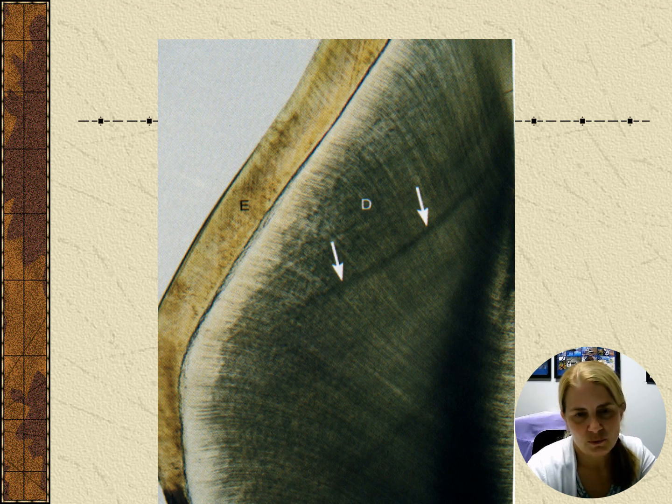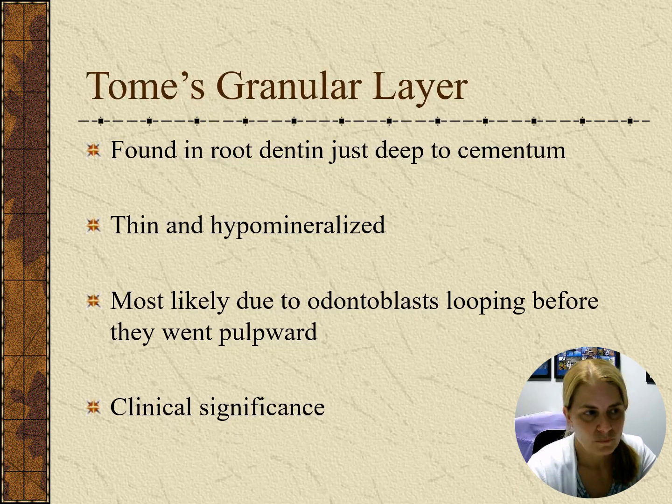This picture shows, with the enamel on the outside and the dentin layer on the inside, that definitive line that the arrows are pointing at. That is our neonatal line. All of the rest of the right angles there are the lines of Owen, and that line of Owen that is more pronounced is specifically the neonatal line, which was because of the disturbance in metabolism at birth. There is a Tomes granular layer that is found in root dentin just deep to the cementum.